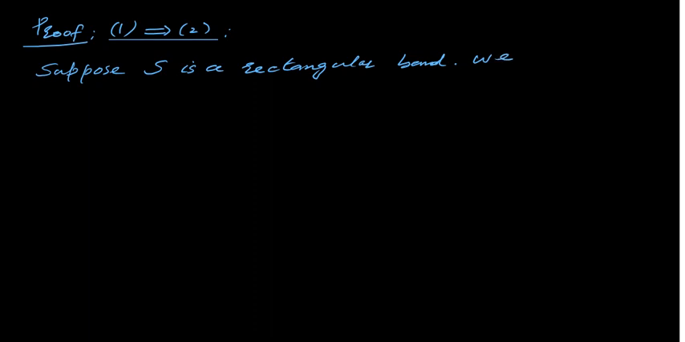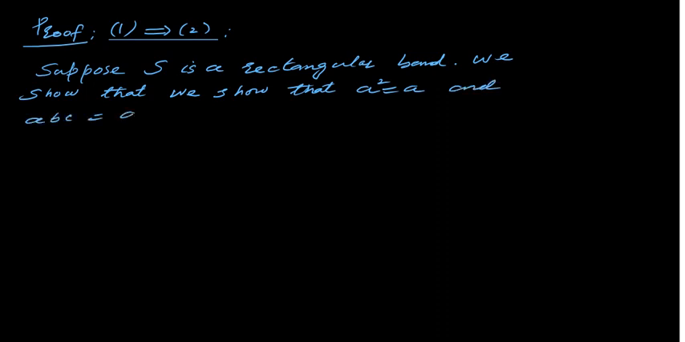We show that every element of S is idempotent and ABC equal to AC. So we show this. We show that A square equal to A and ABC is equal to AC for all A, B, C belongs to S.